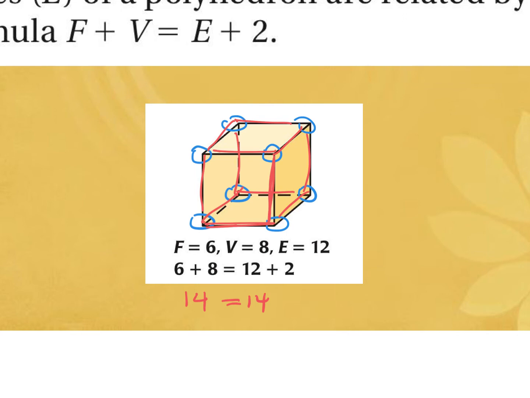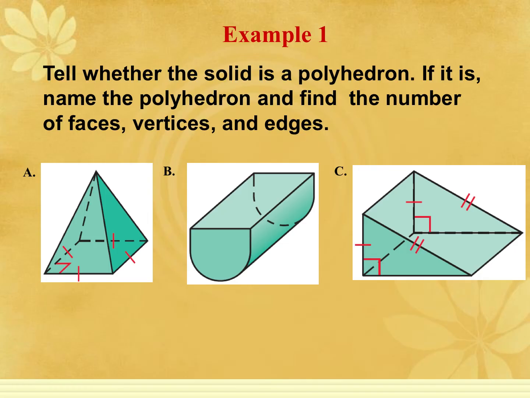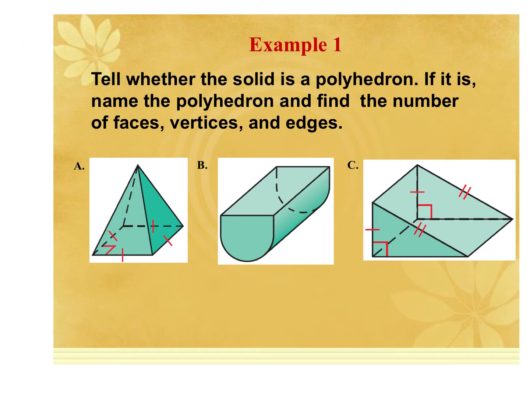The next thing we're going to do is decide, is the picture of the solid a polyhedron? If it is, we're going to name it. And then we're going to tell how many faces it has, how many edges, and vertices. So for the first one, number 1, notice all of the faces here are polygons, which makes part A here, example 1A, a yes, it is a polyhedron.